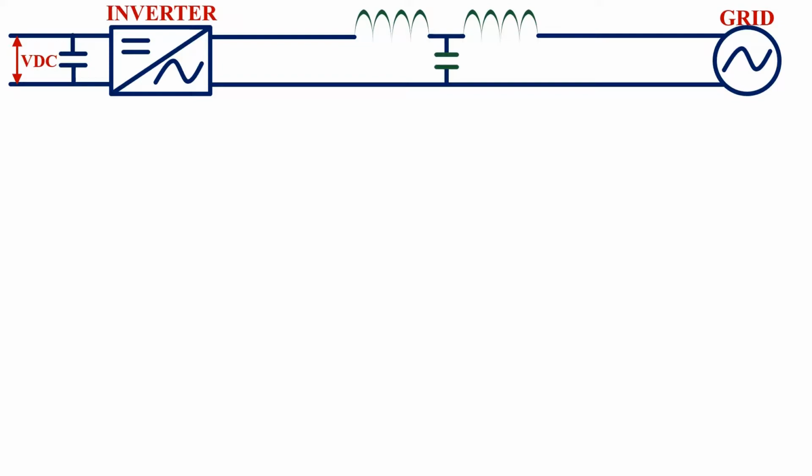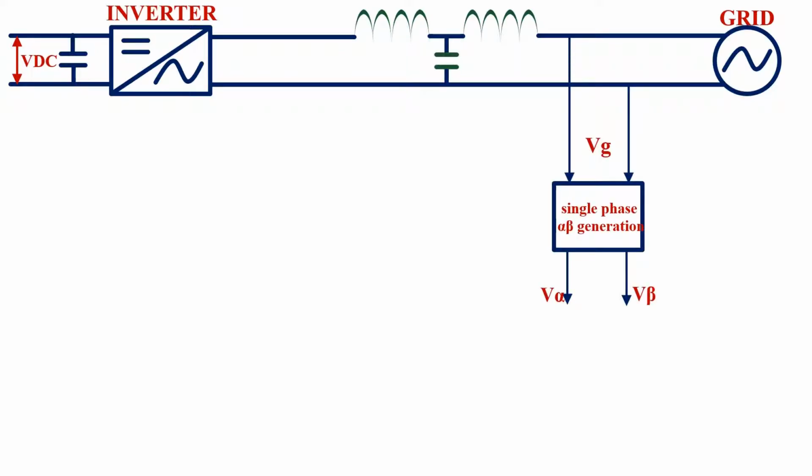This is the basic structure of single-phase grid-connected inverter. I am using an LCL filter for filtering out the harmonics in the grid current. Design of LCL filter, I have already explained in one of my previous videos, you can check that out for more information. Now I will start drawing the controller block diagram.